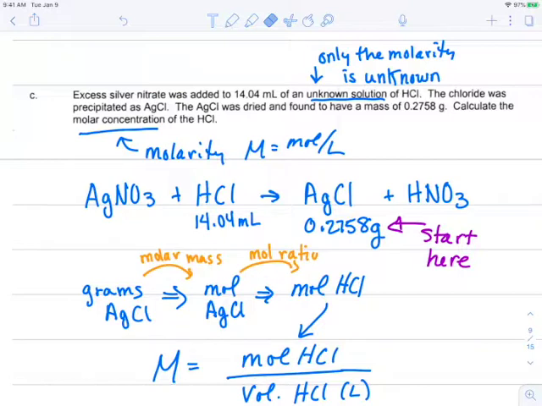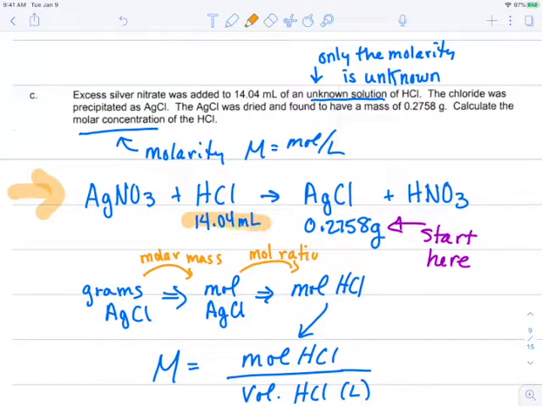So chloride was precipitated as AgCl, and the AgCl is dried and found to have a mass of 0.2758 grams. You're calculating the molar concentration, which is just another way of saying molarity, moles per liter, for your HCl. I've written out your chemical equation here: AgNO3 plus HCl goes on to AgCl plus nitric acid.